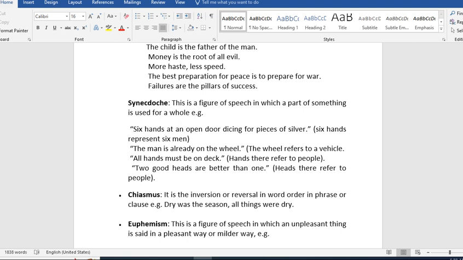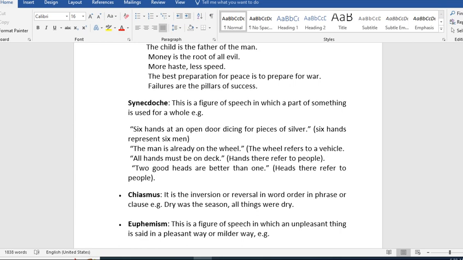All hands must be on deck. Hands here refer to people. Two good heads are better than one. Heads there refer to people. So a part is used to represent the whole. That is synecdoche.